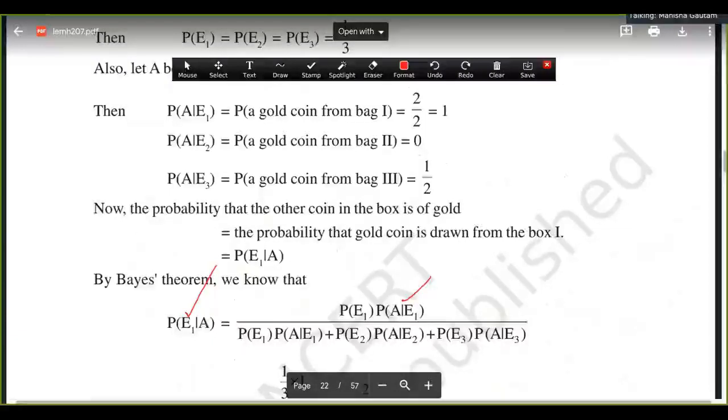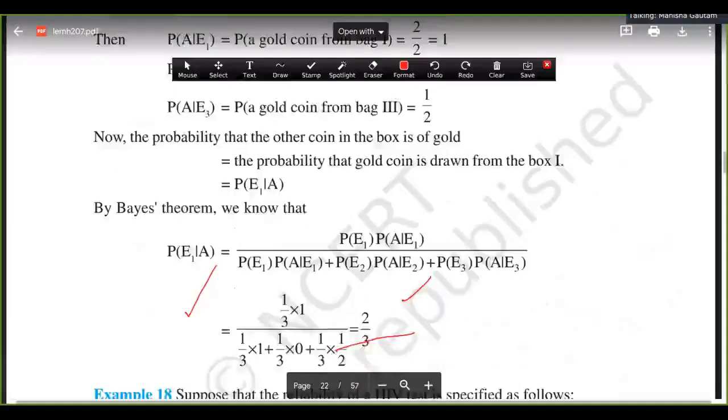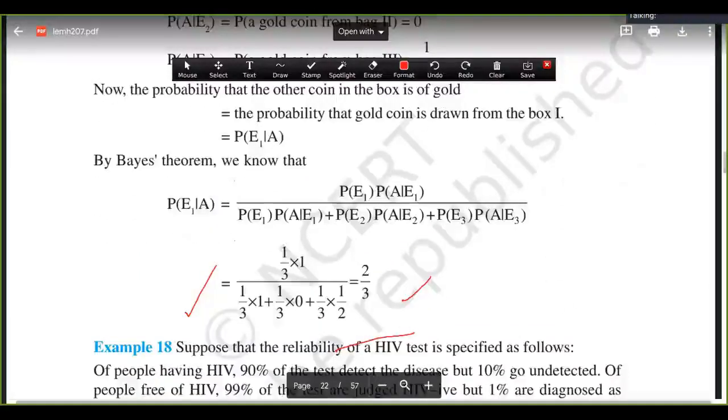Now apply the formula. The probability from the first bag will be in the numerator and the total probability will be in the denominator. Now put the values. All are calculated. Just put the values and you will get the answer.